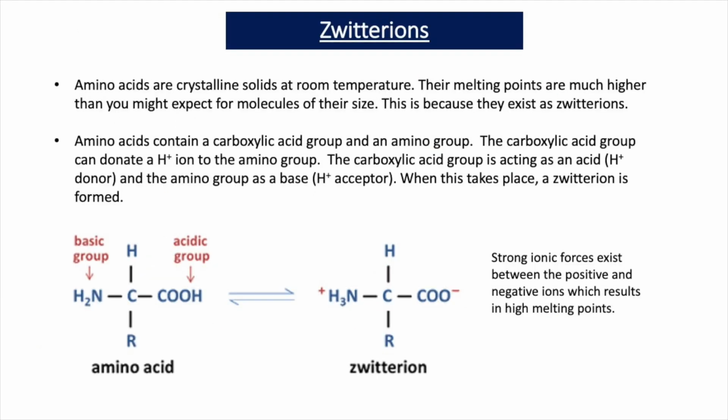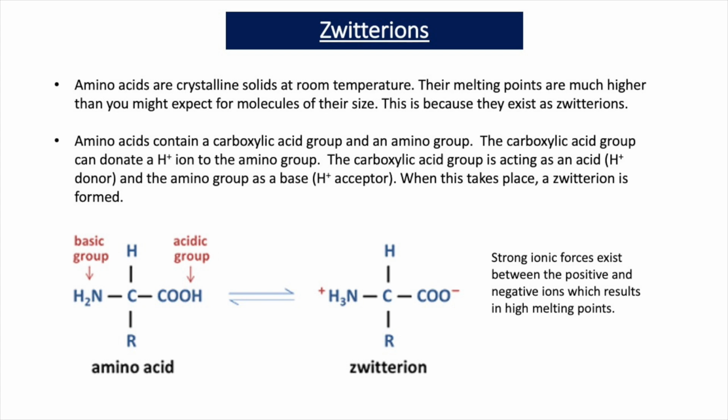Now, amino acids have some quite unusual properties. For example, they are crystalline solids at room temperature, and their melting points are much higher than you might expect for molecules of their size. And this is because they exist in what we call a zwitterion form.